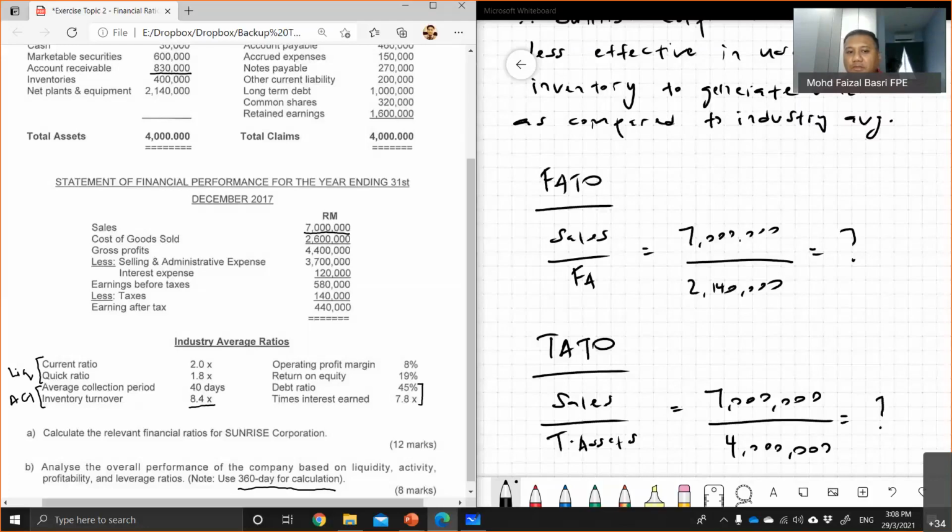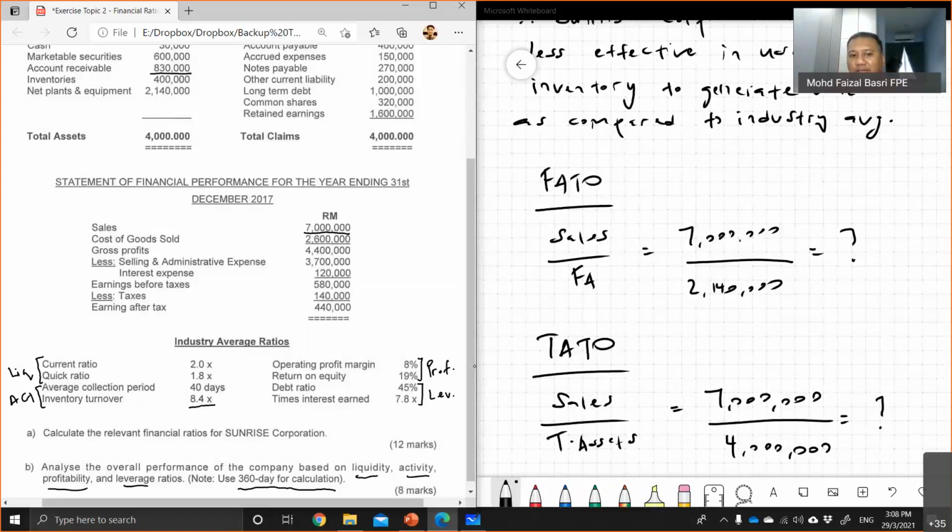So here would be leverage ratios, the debt ratio and also the times interest. We have another 2 left here, operating profit margin and return on equity, and both here are actually from our 4th category, which is profitability. So that's why the question asks to comment on the performance of the company based on liquidity, activity, profitability, and also leverage. So there are only 4 categories here.